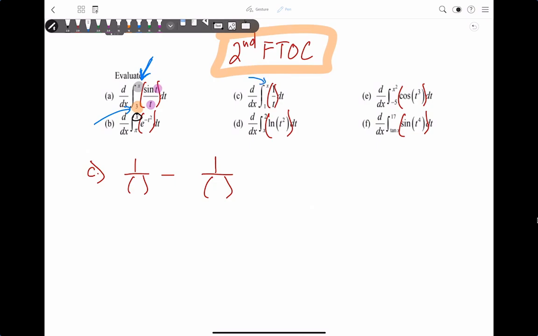Insert the upper limit. So we have x multiplied by its derivative. And then insert the lower limit. We have 1 multiplied by its derivative. This is going to simplify out to 1 over x.